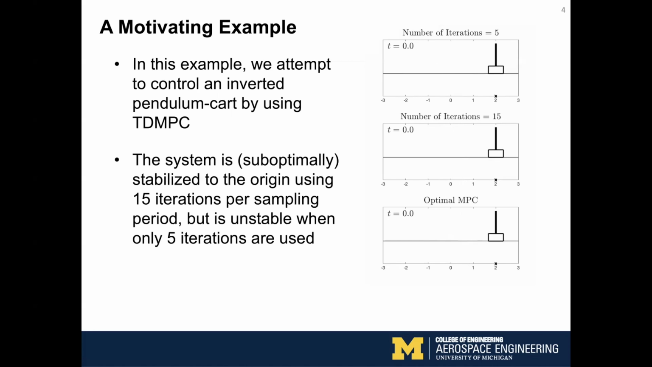Here is a motivating example for our work. Shown on the right is an animation of an inverted pendulum cart system. We try to control this system using time-distributed model predictive control. What we see is that when 5 iterations are used per time step, the system is actually unstable in the closed loop. But if we do 15 iterations per time step instead, we get asymptotic stability from this initial condition, with a bit of suboptimality due to the fact that we're not computing the optimal solution.